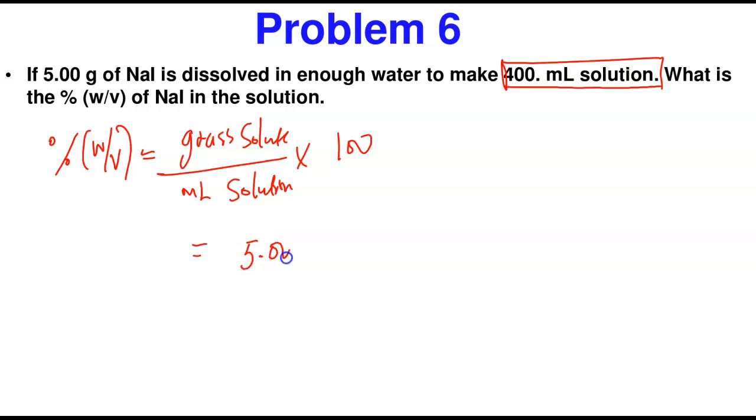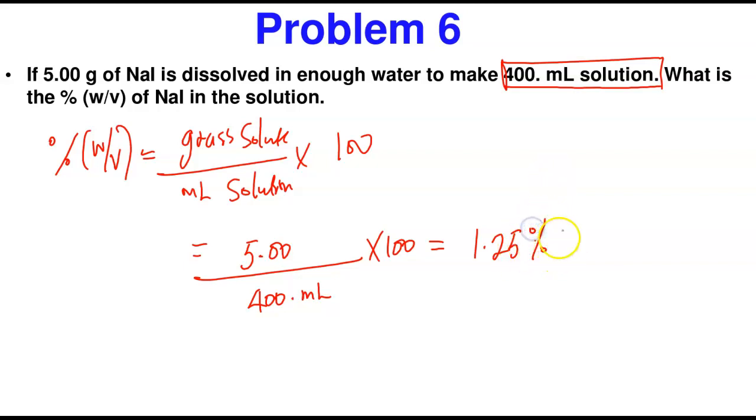We have it in grams, good enough. We don't have to convert. We divide that by the volume. We have the solution in mils as well. Easy for us. Then when you multiply this by 100, you're just going to get 1.25 percent weight by volume. That is what you get, and that will be our answer.